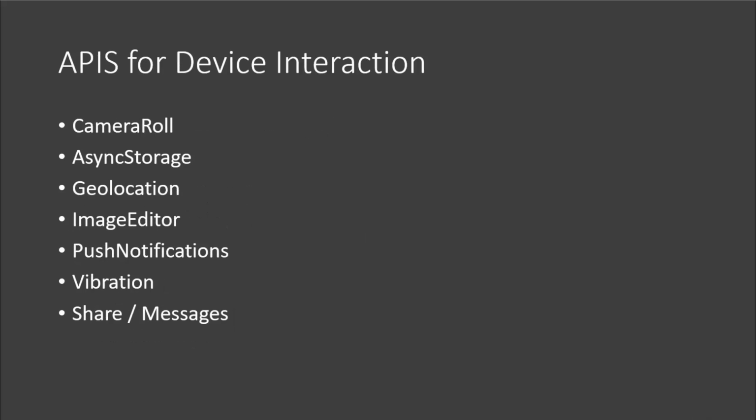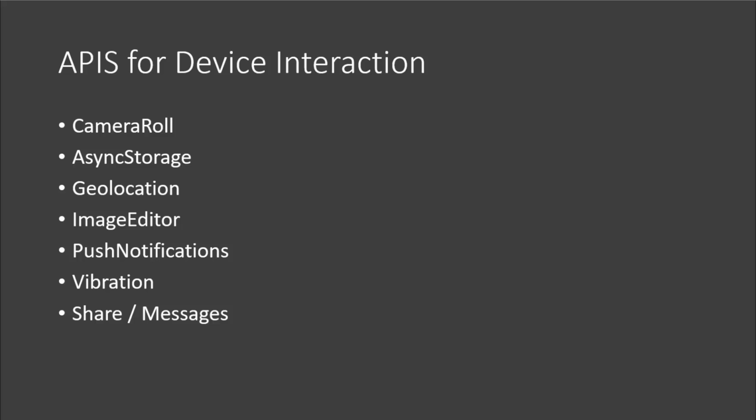Now we also have APIs for device interaction. So for instance, we have the camera roll where we can bring in images from the device into our application. Async storage, which we can use for storage on the device, and it works almost identical to HTML5 local storage, except it's asynchronous. We have geolocation, image editor. We can have push notifications on both platforms. You can even work with the vibration API and also the sharing or message API, where we can send things in text messages.